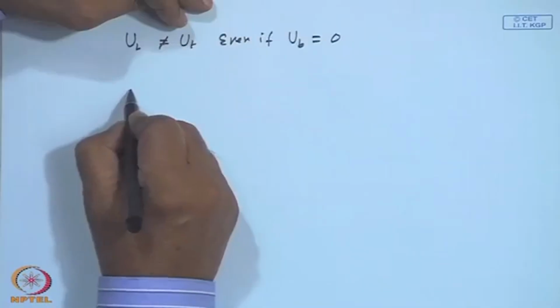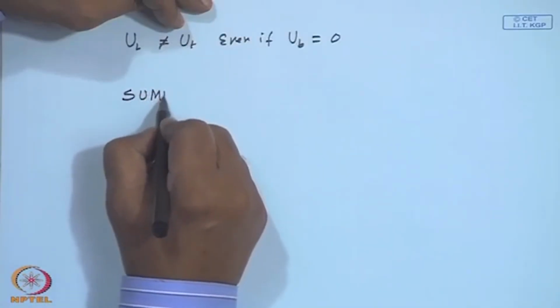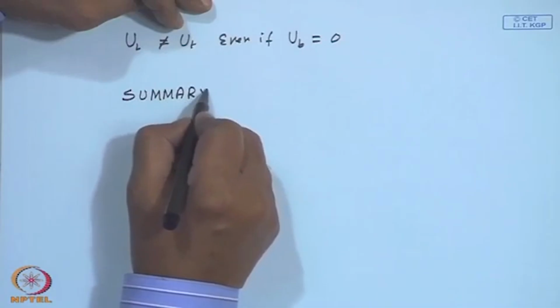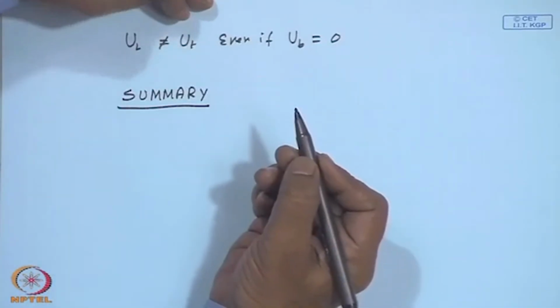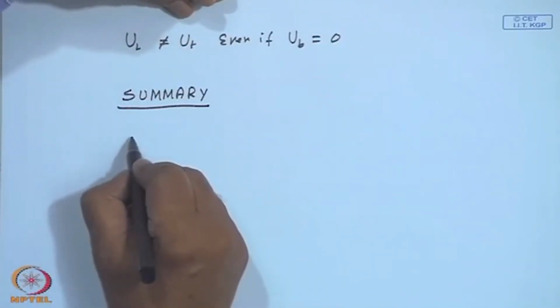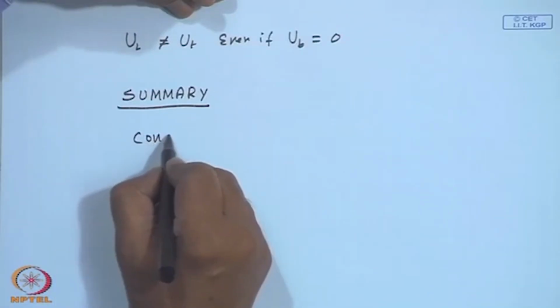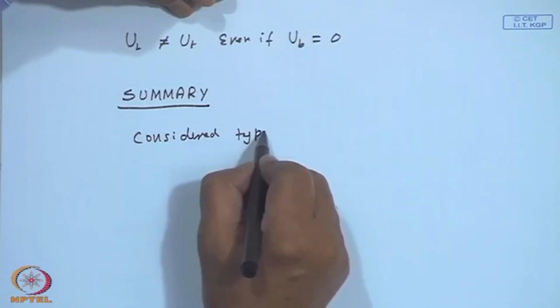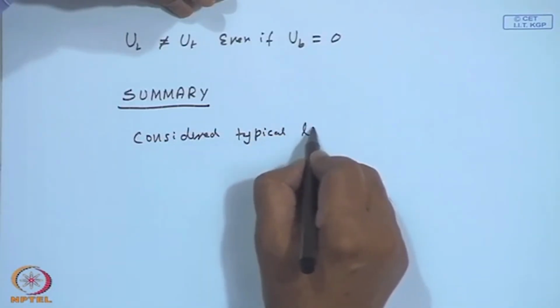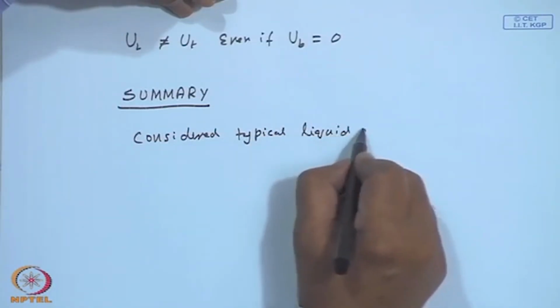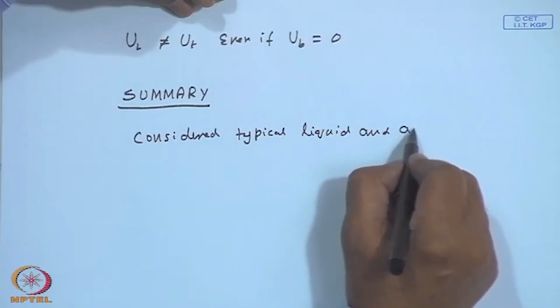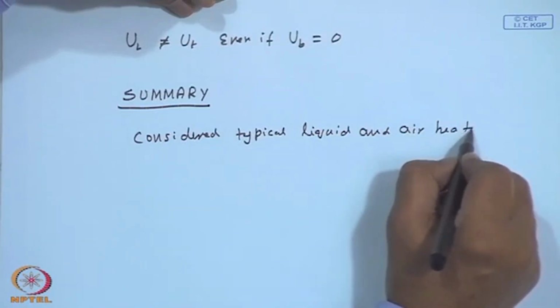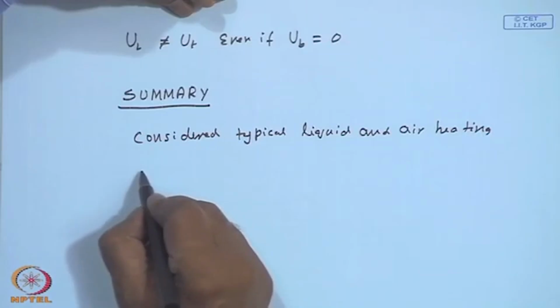So, if we want to have a summary of the flat plate collectors, we have considered typical liquid and air heating solar flat plate collectors.